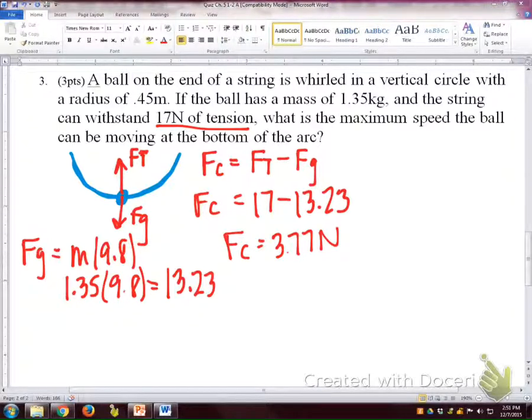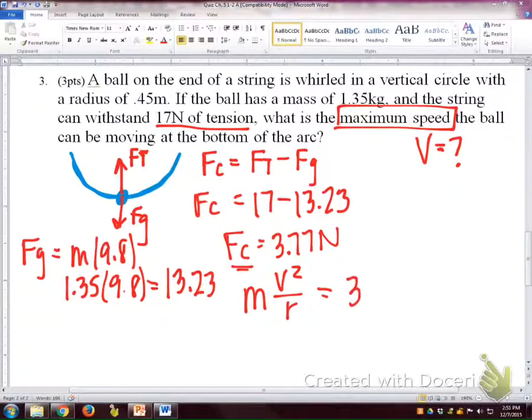newtons. However, that's not what we were asked for. We were asked for the maximum speed the ball can be moving at the bottom of the arc. So maximum speed here means we're solving for velocity. Right, we're looking at velocity. So now we're going to take our centripetal force equation, m times v squared over r equals 3.77. All right, our mass is 1.35. We're solving for v squared, and we know our radius is 0.45 meters.